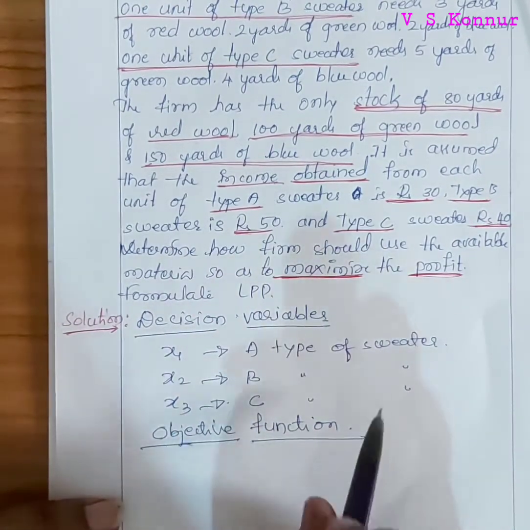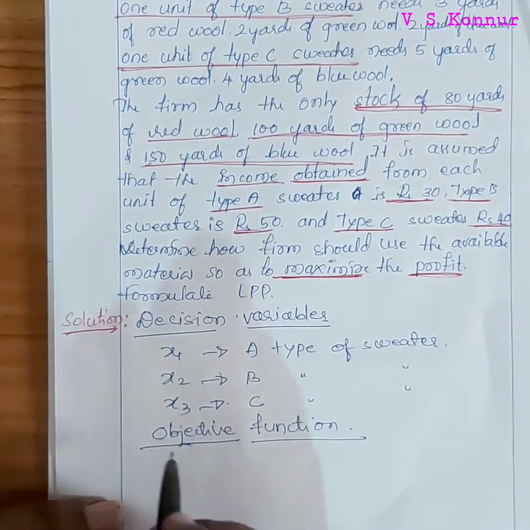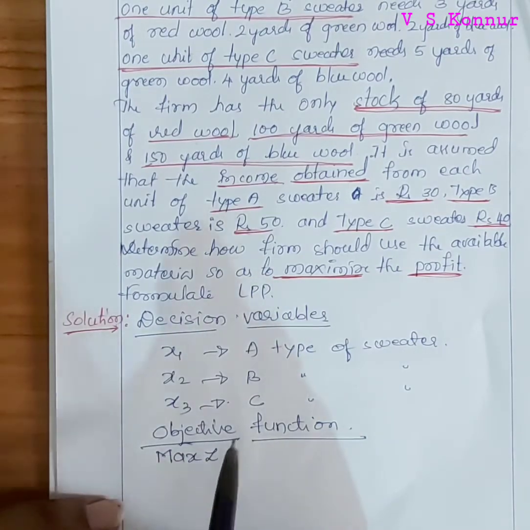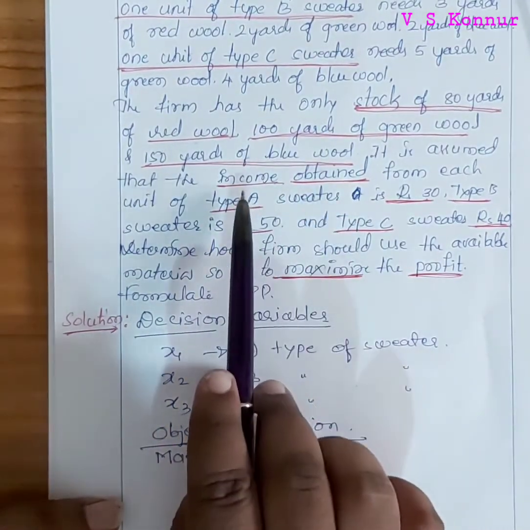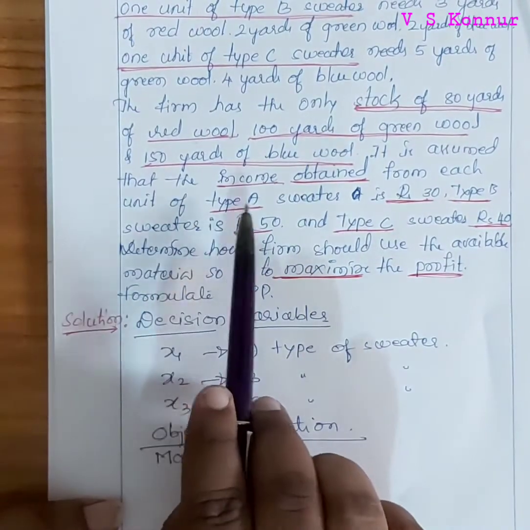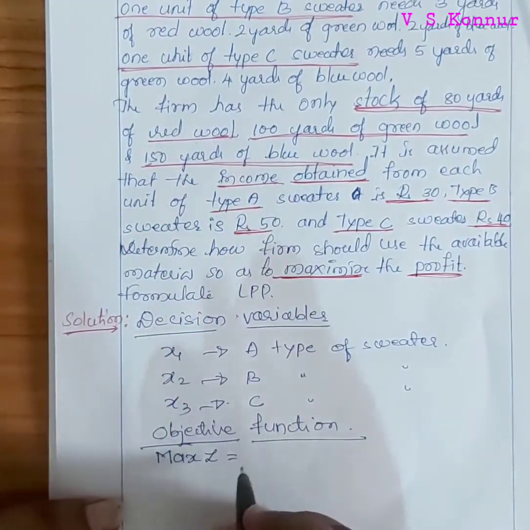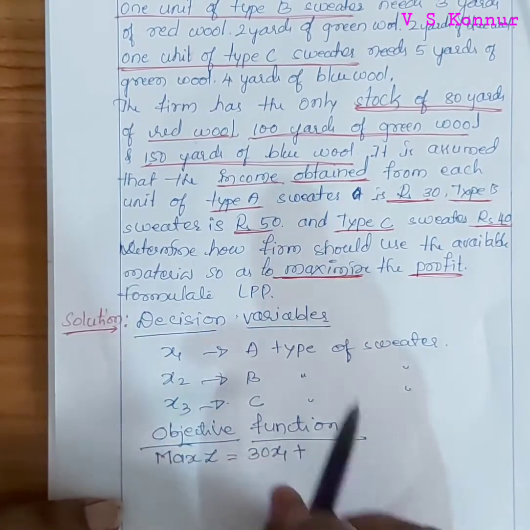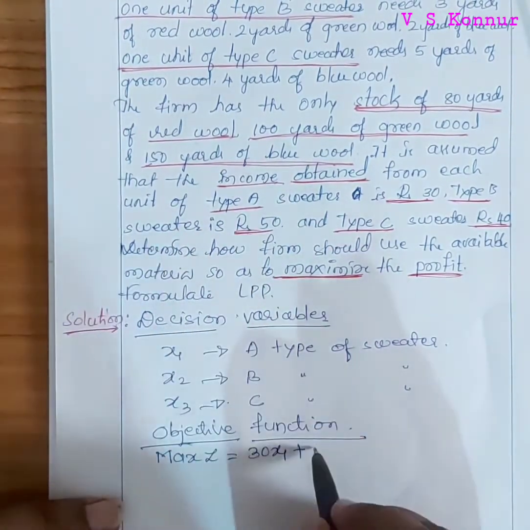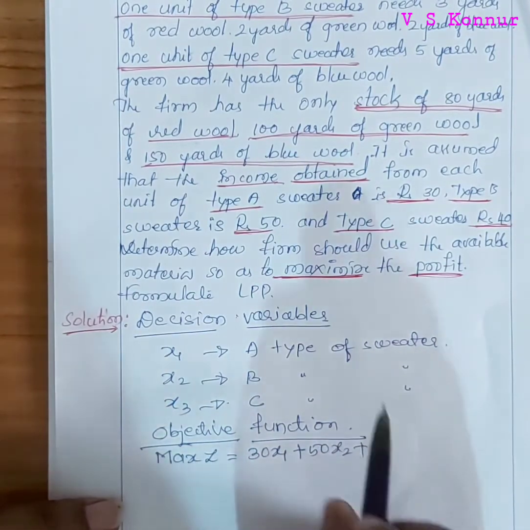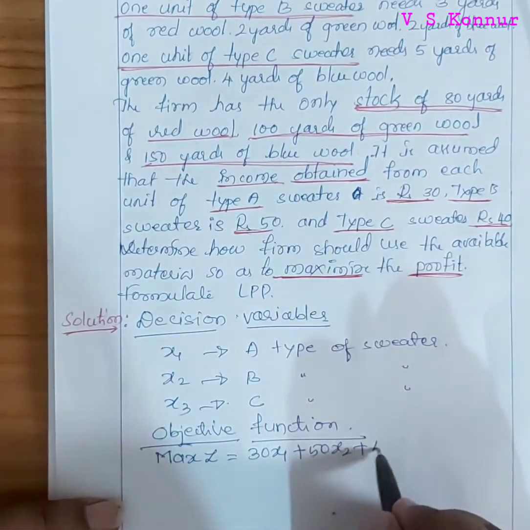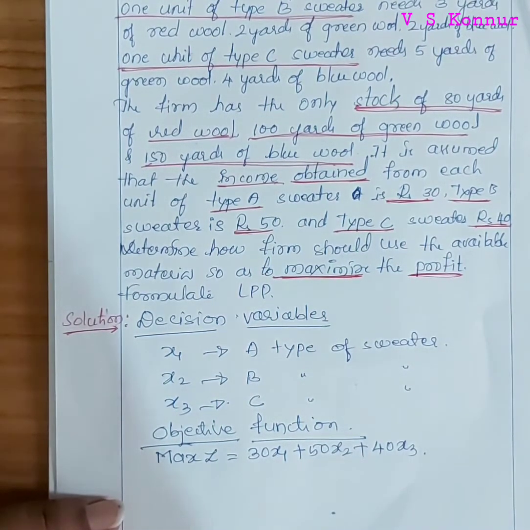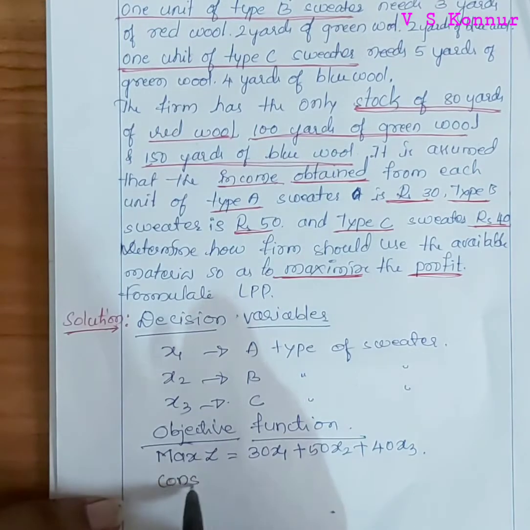Objective function, depending upon profit or loss, it is a profit type, so we have to write it as max of Z. How much profit? It is given directly here. The income obtained from each unit of type A sweater is rupees 30 x1, plus type B is rupees 50 x2, plus type C sweater is rupees 40 x3. Then we will go for constraints.